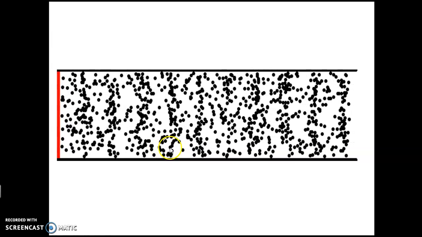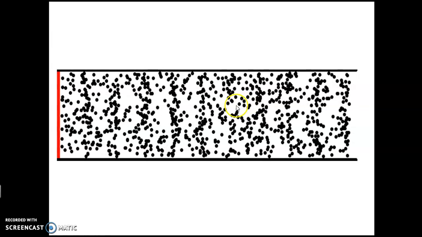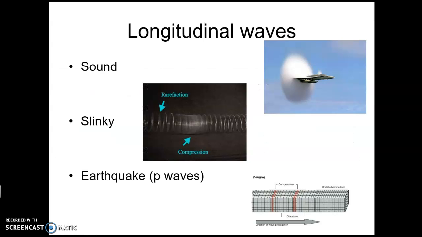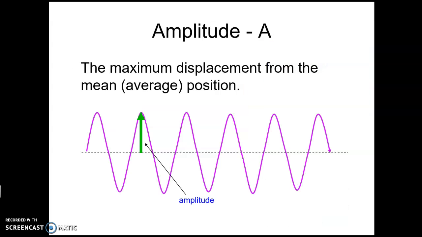as well. Pick any particle at random, it's vibrating exactly the same way, just at different times. So the vibration is left to right, the waves are traveling left to right, the vibration is parallel to the direction of energy transfer. Okay, so sound is a longitudinal wave. We can make longitudinal waves on a slinky spring. And there's another type of earthquake wave called P waves, sometimes called pressure waves, and they are longitudinal waves.